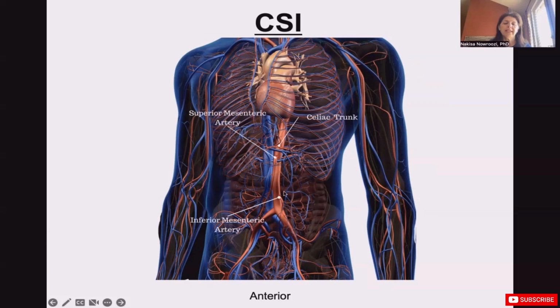Here we are looking at three famous branches of abdominal aorta. I wrote CSI, like a sitcom in a TV show: celiac trunk, superior mesenteric artery, and inferior mesenteric artery. They're actually branched from the abdominal aorta, starting from celiac trunk on the top, then superior mesenteric artery, and then inferior mesenteric artery. These are located on the anterior view of the trunk.